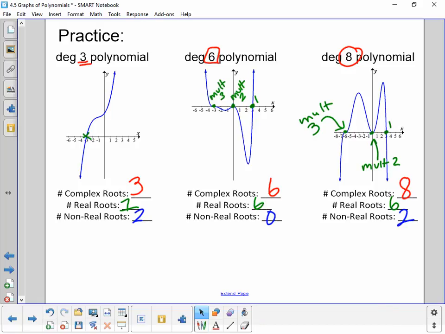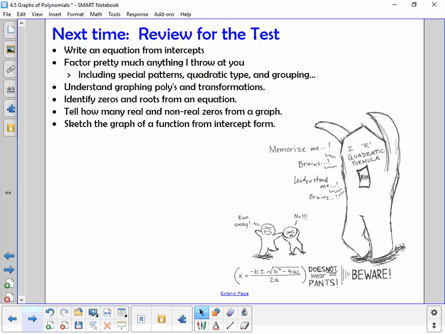And that is it for today. Next time we'll be reviewing for the test, this has a quick little list of topics that are included on your test. So much of what we've been doing this unit is just related to the idea that the x-intercepts of a function are related to the zeros of the function, which is related to the factors of the function. All those things are so closely related, and next time we'll be reviewing and have a test on that.